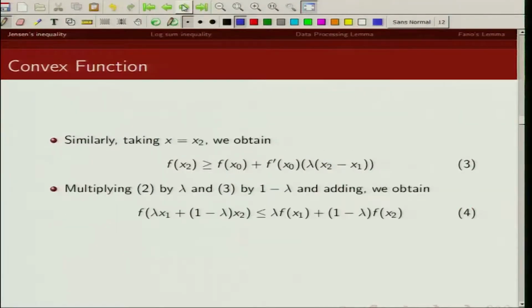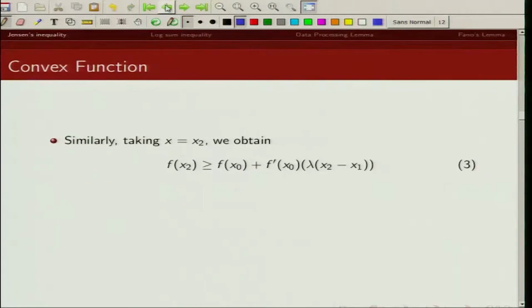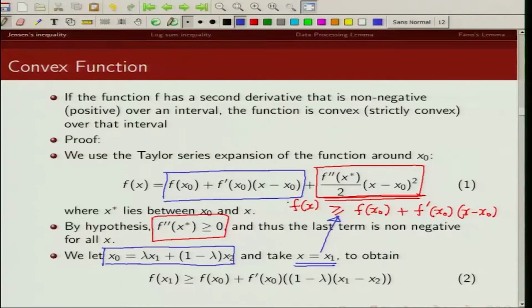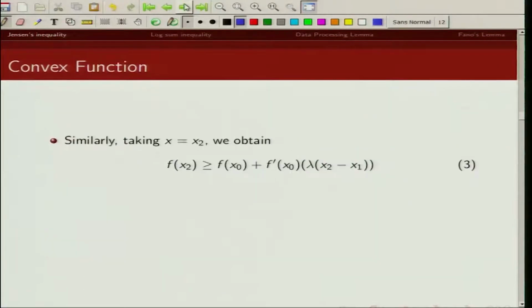Next I put x equal to x2. So I will put x equal to x2 in this equation. If I similarly put x equal to x2, what I get is f of x2 is greater than or equal to f of x0 plus the first derivative of f evaluated at x0, times lambda (x2 minus x1), where x0 is again lambda times x1 plus 1 minus lambda times x2.